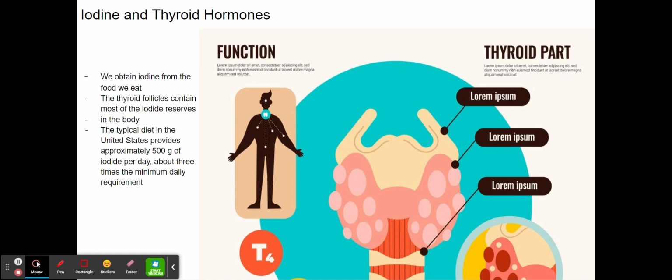The kidneys remove excess iodine from the blood, and each day the liver excretes a small amount of iodide, about 20 micrograms or so, into the bile, which is an exocrine product stored in the gallbladder.